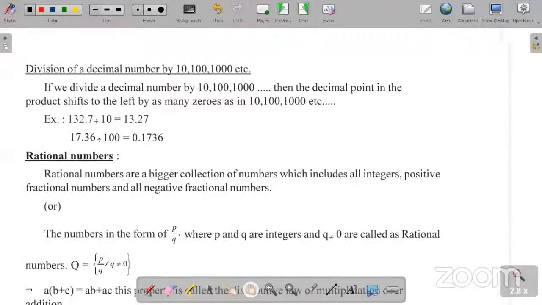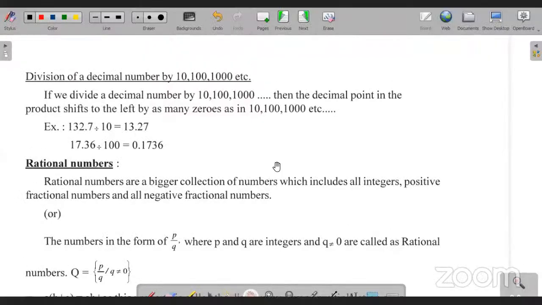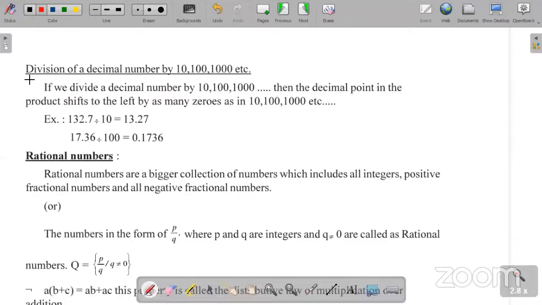A decimal number. See, division of a decimal number by 10, 100 and 1000. So this is division of a decimal number by 10, 100, 1000 or powers or multiples of 10. If you divide any decimal number by the multiples of 10, what will happen? That now we are going to discuss.